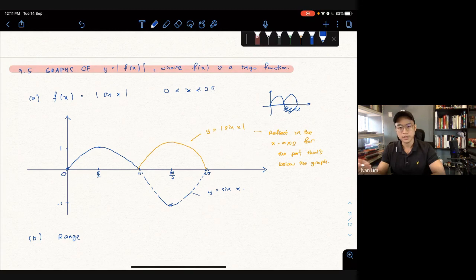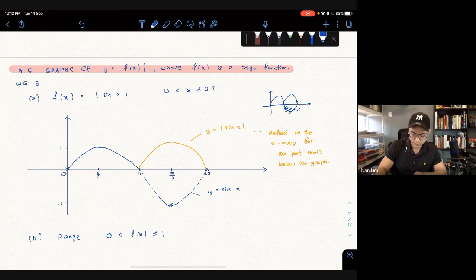The lowest point is 0, okay, because no more -1. And your highest point is at pi over 2 and 3 pi over 2, which is 1. So your range will now be 0 to 1. Okay, 0 to 1. Not from -1 to 1 anymore, that was your original y equals to sine x graph. Okay, this was work example 8, page 205.